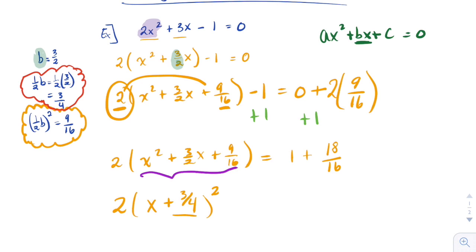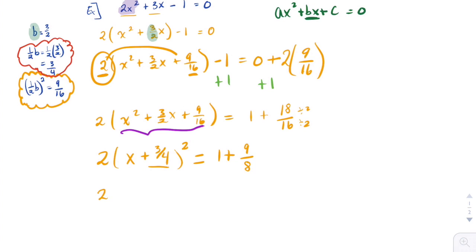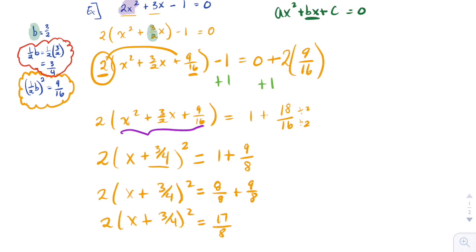So we had the 2, and then this equals 2, 1 over, I'm going to simplify. So here I can simplify by 2, and I get 9 over 8. Now I'm going to simplify the right-hand side. So here I'm going to write this as 8 over 8 plus 9 over 8, just so I can add those two together. So I end up with 2 times x plus 3 over 4 squared equals 17 over 8.